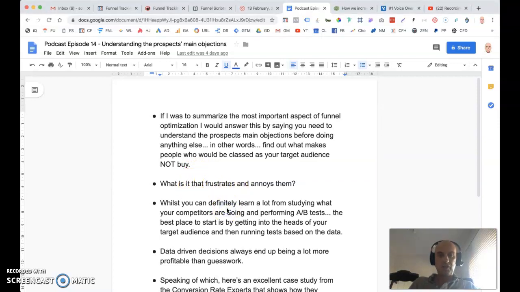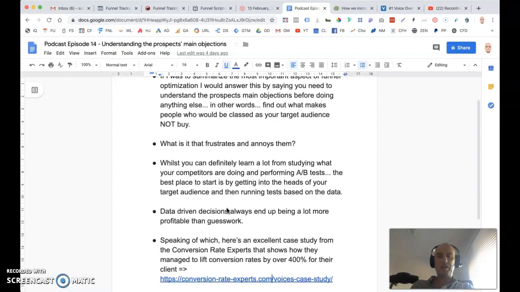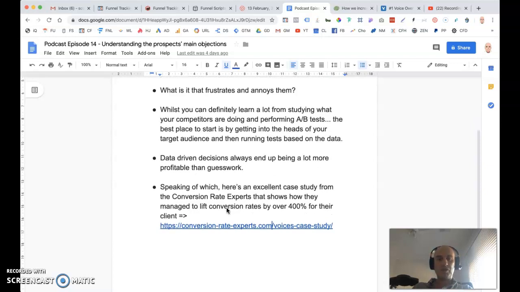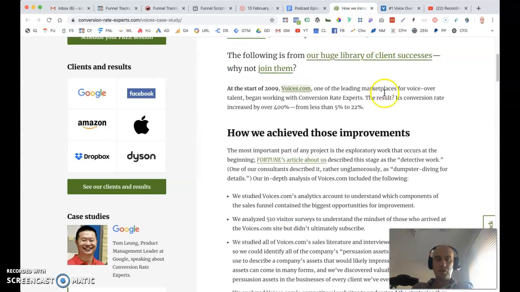So whilst you can definitely learn a lot from studying what your competitors are doing and also performing A/B tests, the best place to start is by getting into the heads of your target audience and then running tests based on that data. You see, data-driven decisions always end up being a lot more profitable than guesswork. And speaking of which, here's an excellent case study from Conversion Rate Experts that shows how they managed to lift conversion rates by over 400% for their client, and the client was Voices.com.